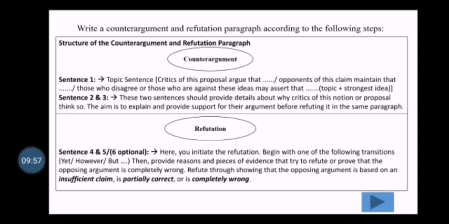Still, the structure of the counter-argument and refutation paragraph is special and requires a lot of attention while developing it. For you'd have to mention the opposing argument and support it and then refute it within the same paragraph through showing that they are wrong, are partially correct, or that their argument is based on an insufficient claim. So the counter-argument and refutation would abide by the following structure. Kindly pause the video in order to be able to check the structure of the counter-argument and refutation.